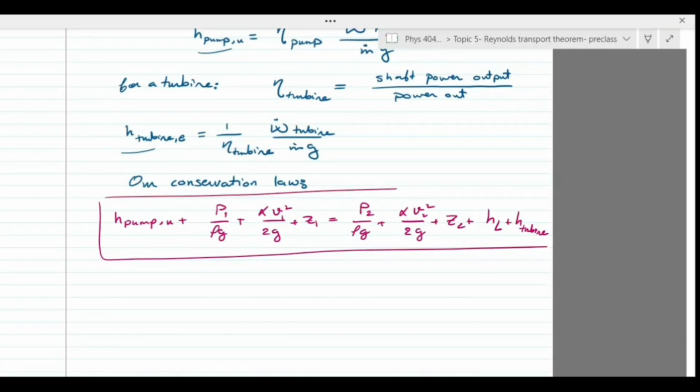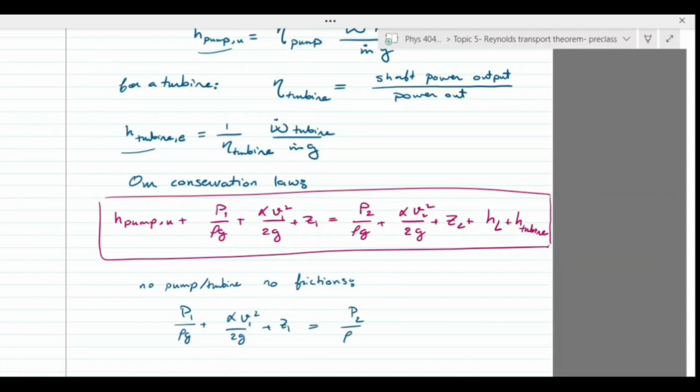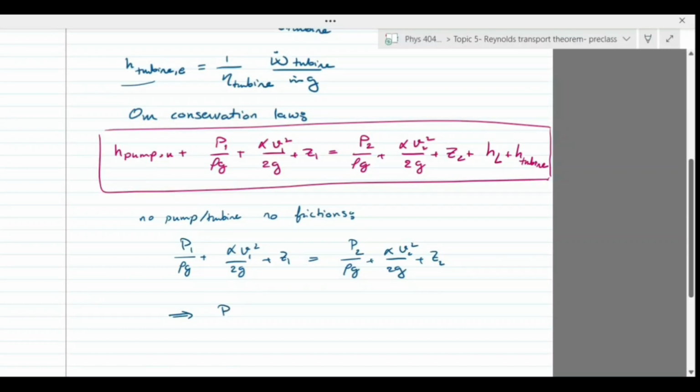You will later see that actually this equation will simplify into Bernoulli's law. I think this is clear to you already, because you will see that if I don't have any pump or turbine, just a flowing fluid and no frictions, my equation becomes P1 over rho g plus alpha V1 squared over 2g plus Z1 equals P2 over rho g plus alpha V2 squared over 2g plus Z2. And this is basically Bernoulli's equation.